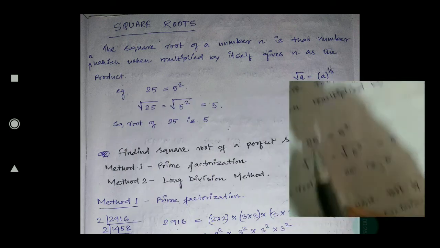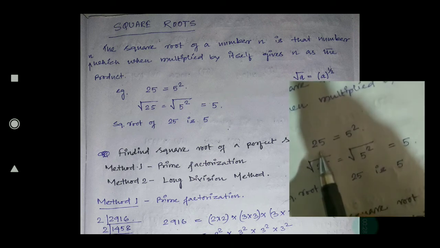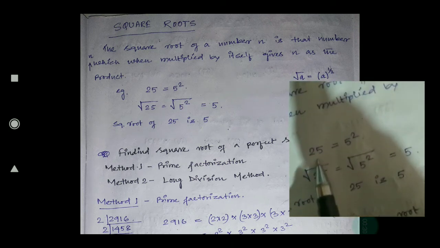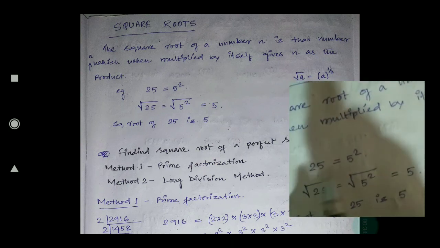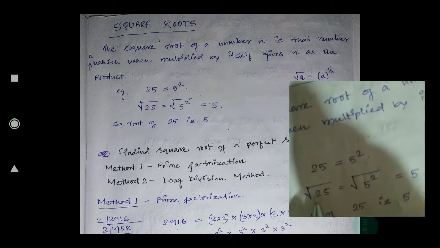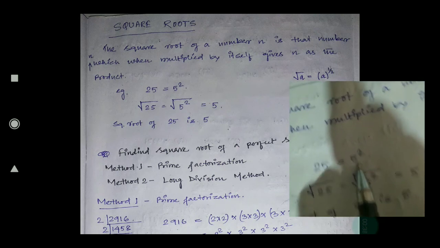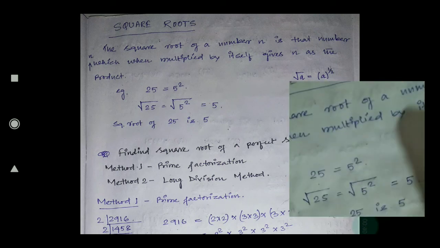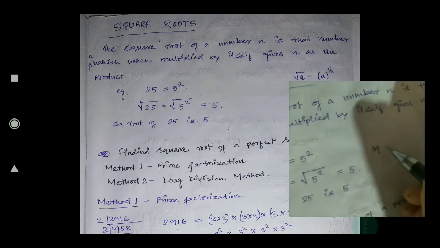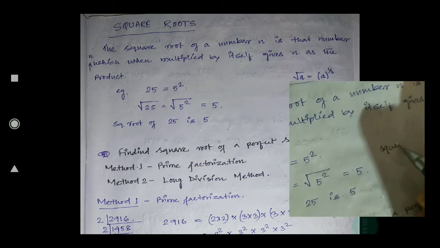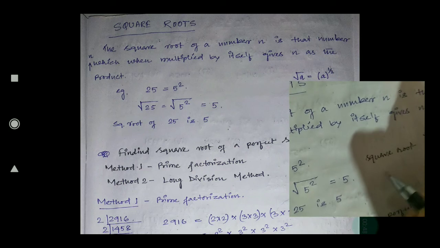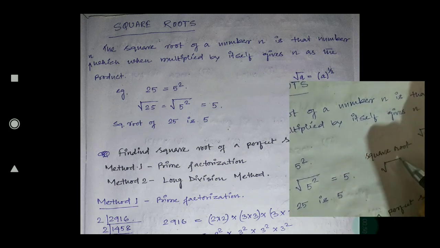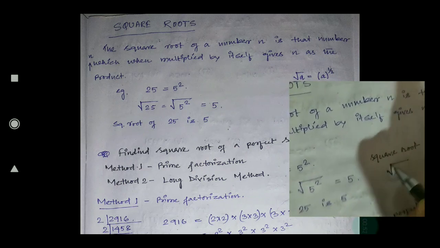Suppose you take one number, 25. 25 is a perfect square number, so I can write it as 5 square. That means 25 is 5 square. If I take the square root, it is denoted like this. This is the square root symbol.